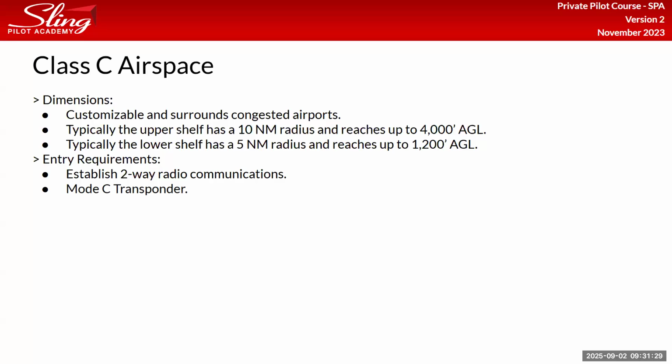Mode C transponder, I already talked about this. I think it was January of 2020, they changed this to Mode C transponder and ADS-B Out. So you need both of them in Charlie airspace.